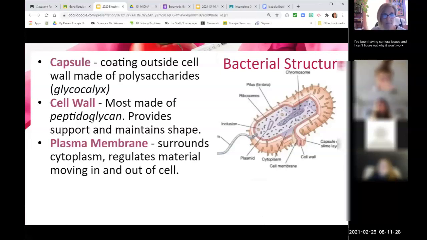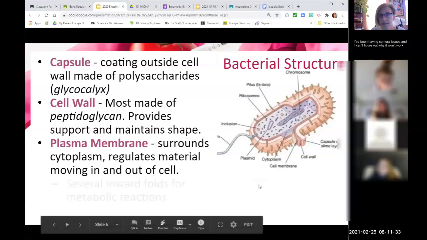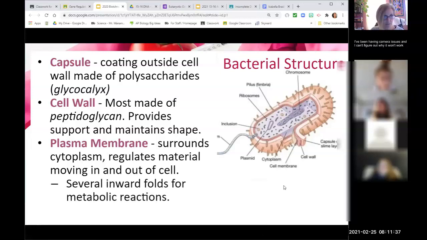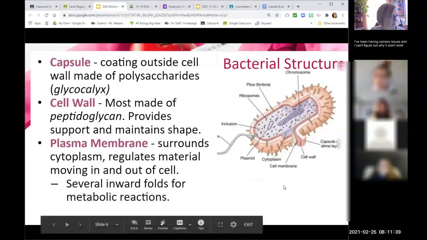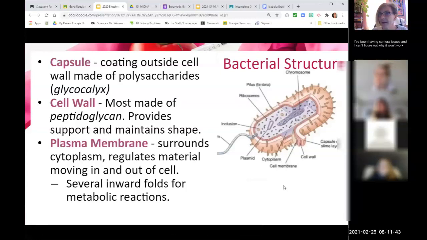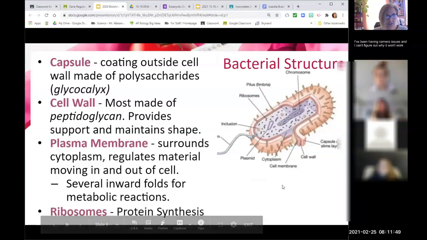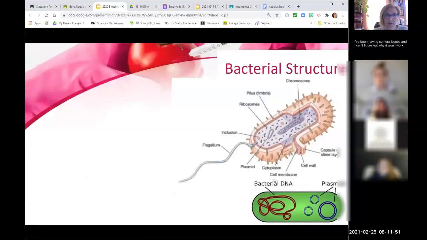It has a plasma membrane surrounding the cytoplasm, and that's going to regulate material moving into and out of the cell, the same as it does with us. Lots of inward folds. Because it's a small organism, it needs to have great efficiency. And we know that folds increase surface area, which increases efficiency, right? Ribosomes for protein synthesis.